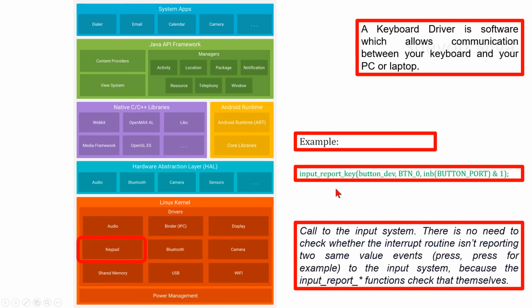As an example, we can consider the input_report_key function here. Call to the input system. There is no need to check whether the interrupt routine is reporting the same value events, for example a key press, to the input system, because the input_report_ functions check that themselves.